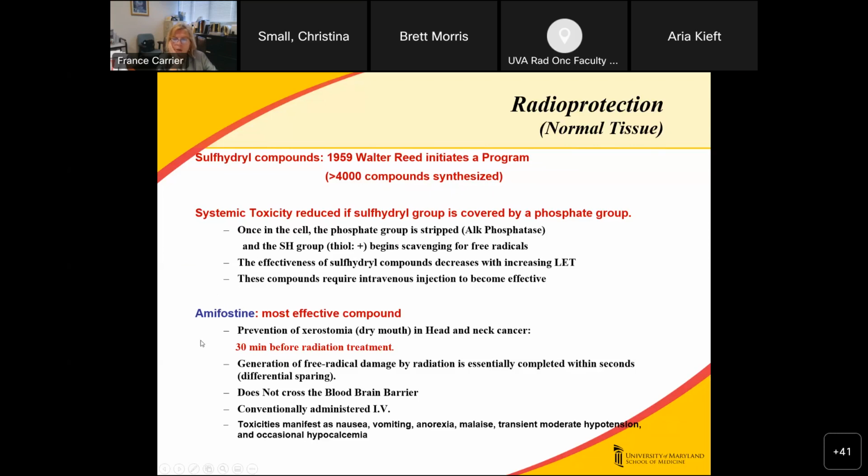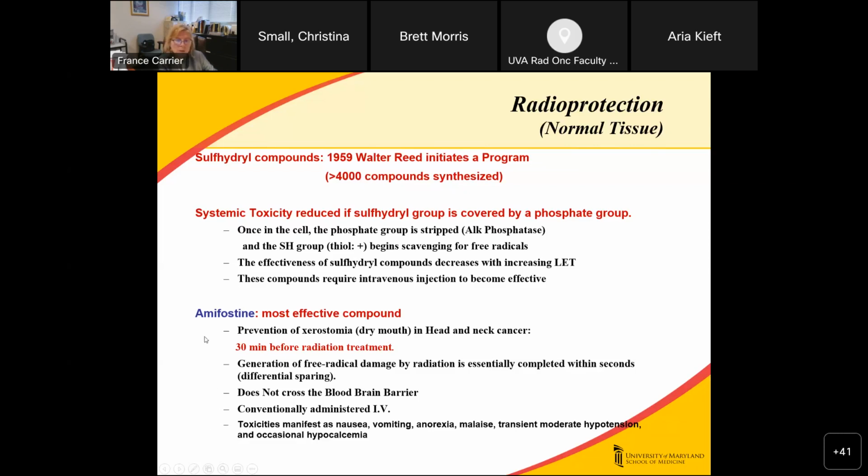It is used sometimes in head and neck, and would prevent the effect of dry mouth from radiation. It has to be given 30 minutes before radiation treatment. That's something we have to keep in mind, because the generation of free radicals is essentially complete within seconds after radiation. So you have to give it before. It does not cross the blood-brain barrier. It's usually given IV. But there is some toxicity with that as well: nausea, vomiting, malaise.